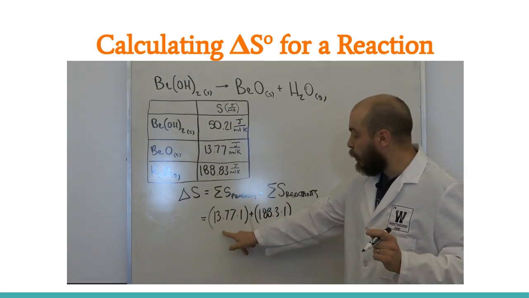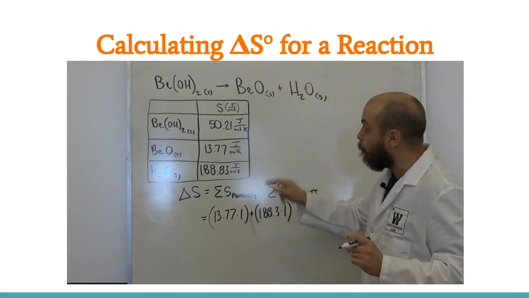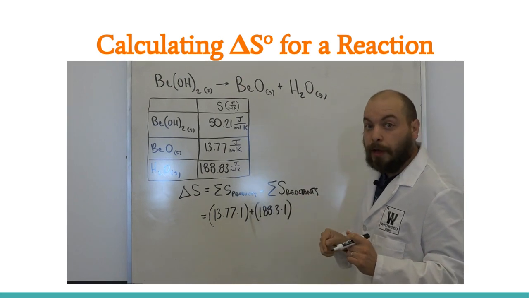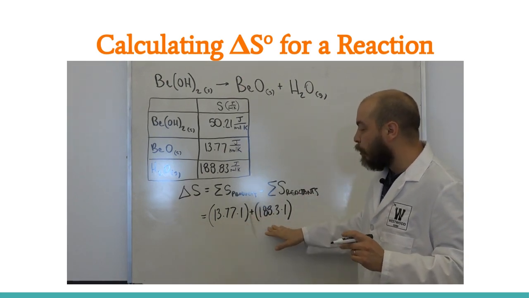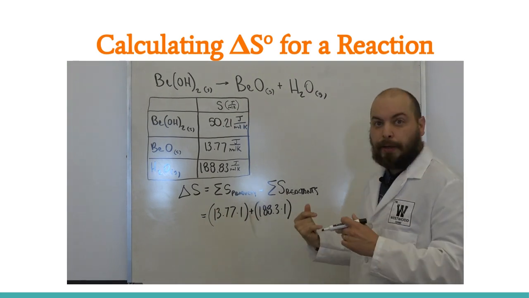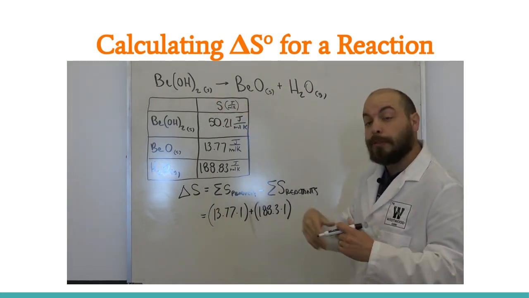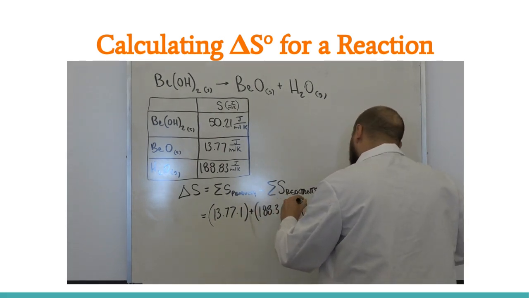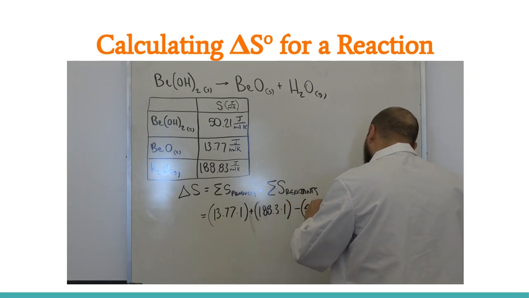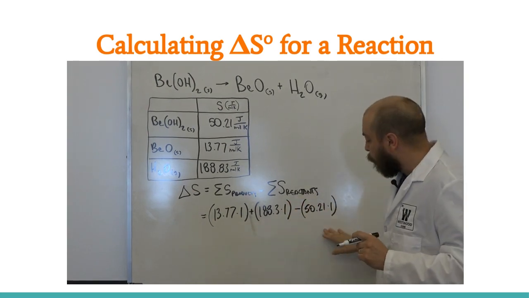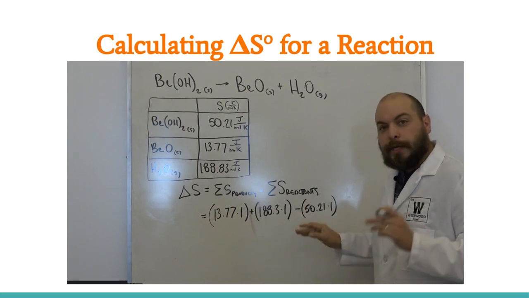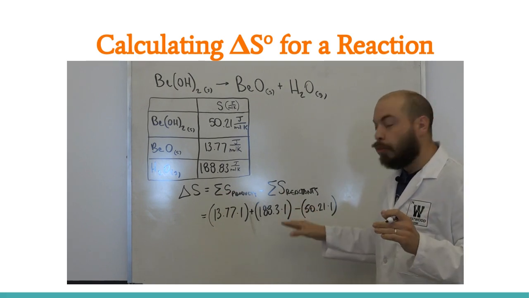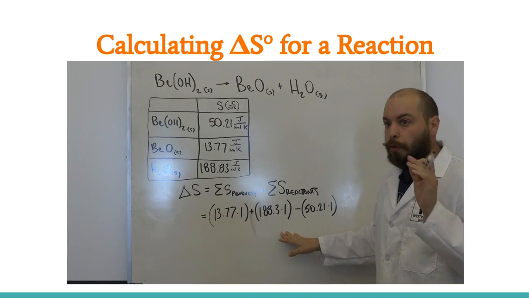Okay, so 13.77 times 1, the coefficient on my beryllium oxide, 188.83 times 1, which is the coefficient of my water. I then take those values and I subtract the value of my beryllium hydroxide, again multiplying that by 1 because of its coefficient. If I solved all the way through this, what I would end up with is a change in entropy, a delta S, of 152.3 joules per mole Kelvin.